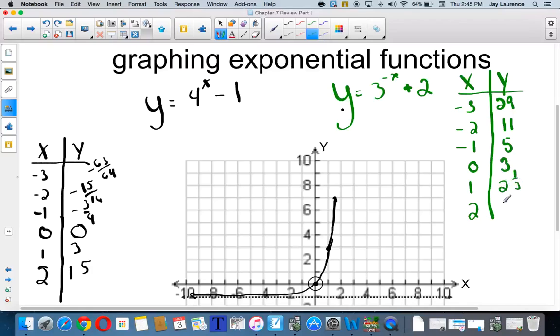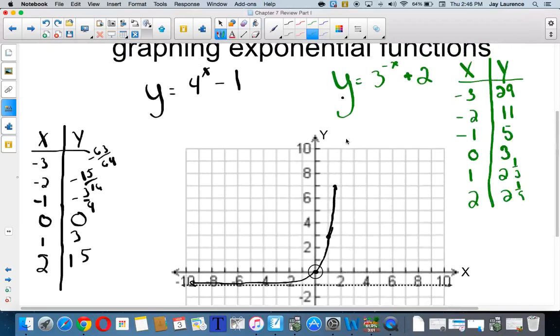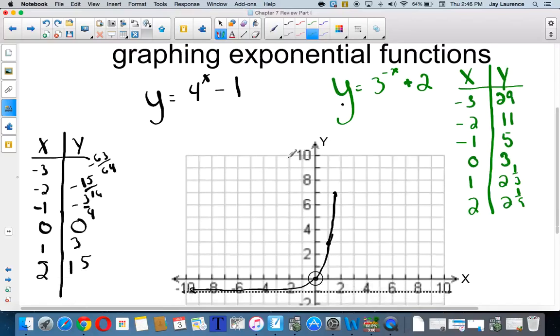And then 2 squared is going to get me 1/9, so that'll be 2 and 1/9. You notice they're getting closer to 2. So when I go to graph this, -2 is going to be up here at 11. So maybe 11 is about there. -1 is going to be at 5. 0 is at 3. And then I start to get really close to the line y equals 2.